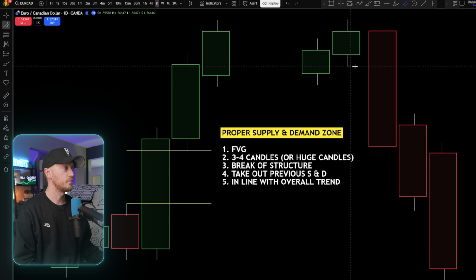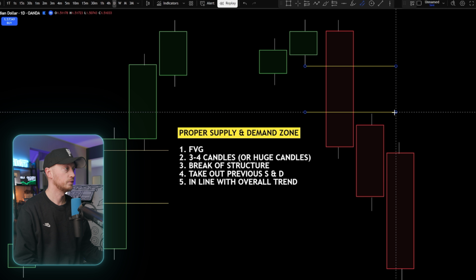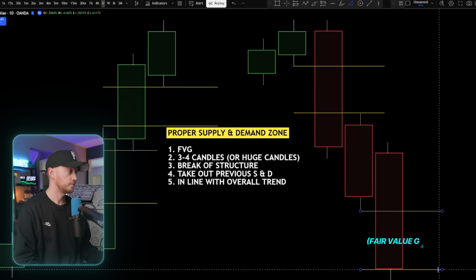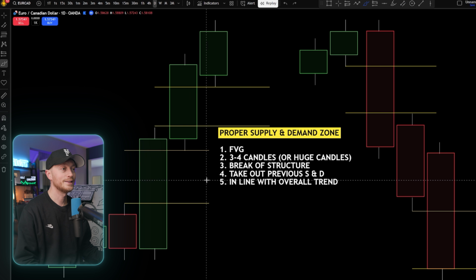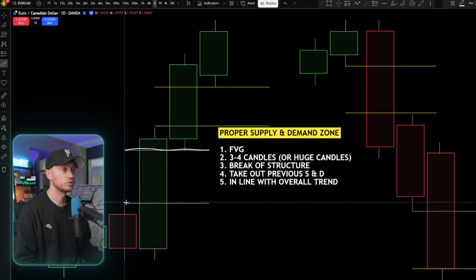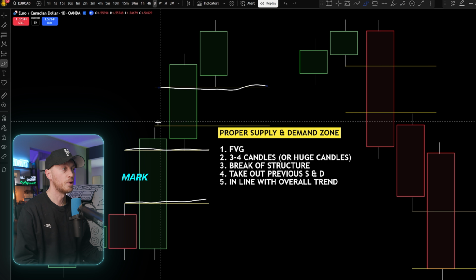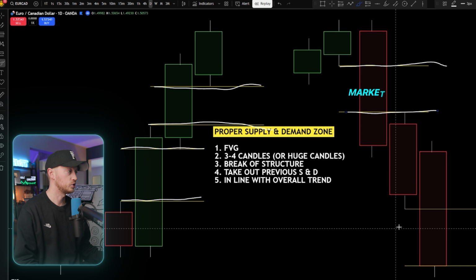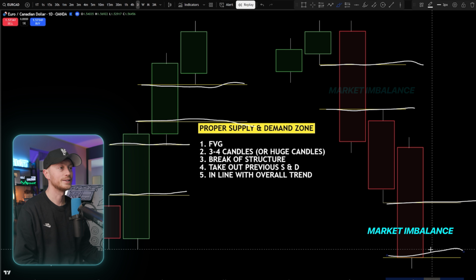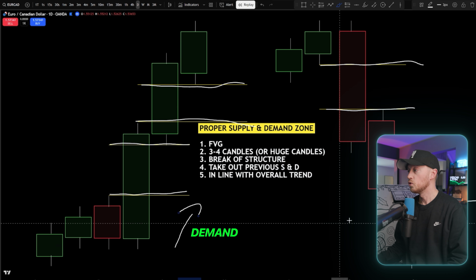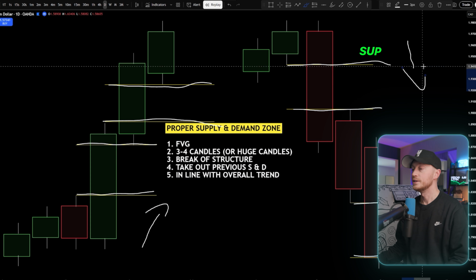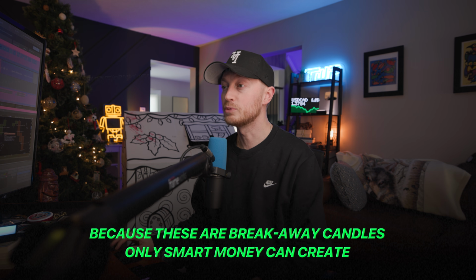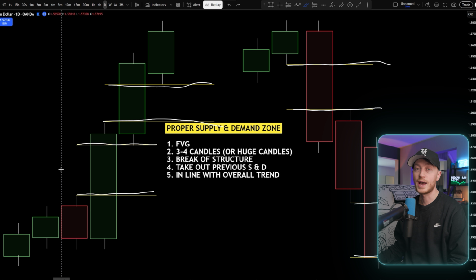There is also a fair value gap right here, another fair value gap right here, and another fair value gap right here. Now, all that's telling us is that between these levels right here, we have market imbalance. And all that's telling us is the demand or the supply is stronger, because these are breakaway candles. Only smart money can create fair value gaps like this.